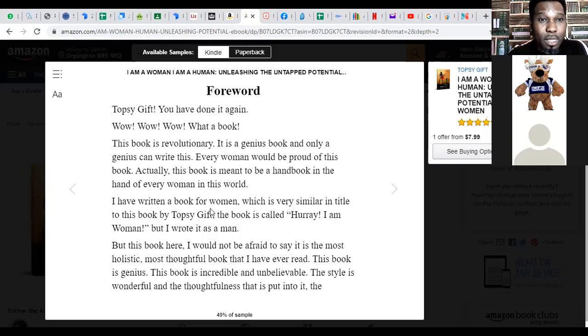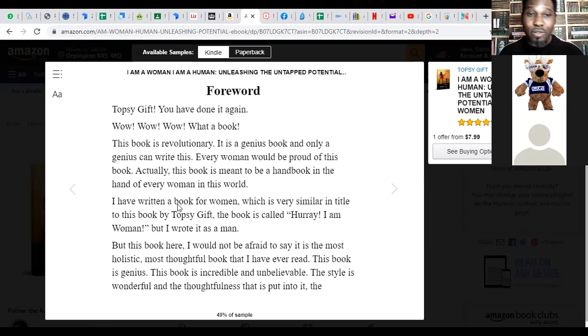Sunday Adelaja said, "Topsy Gift, you have done it again. Wow, wow, wow, what a book. This book is revolutionary." You see, he's advertising the book, right? "It is a genius book, and only a genius can write this. Every woman would be proud of this book. Actually, this book is meant to be a handbook in the hand of every woman in this world." So you see, he's helping the author to publicize the book, to tell other women that this book is revolutionary. So that is what a mentor, or your referee, does for you.